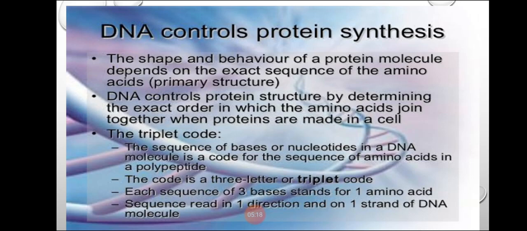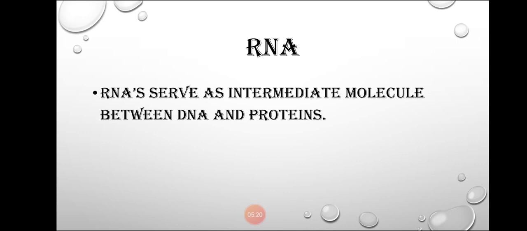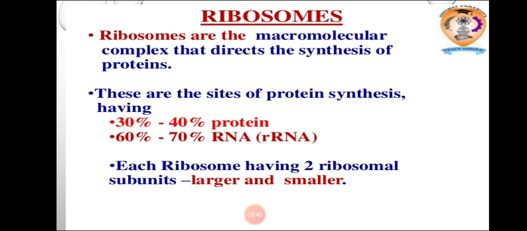Next, we will study the role of RNA in protein synthesis. RNA serves as an intermediate molecule between DNA and proteins. Next, the major component of protein synthesis is the ribosome. Ribosomes form the major component for the process of protein synthesis. It serves as the site for protein synthesis.